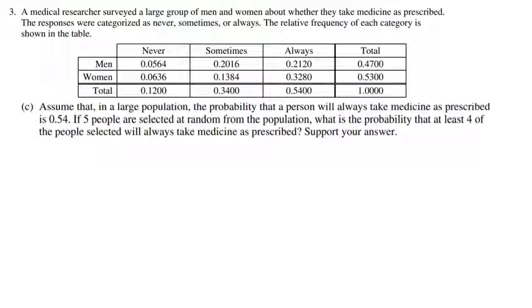All right, part C. Assume that in a large population, the probability that a person will always take medicine as prescribed is 54%. If 5 people are selected at random from the population, what is the probability that at least 4 of the people selected will always take medicine as prescribed? Support your answer. So you want to think about what type of probability distribution applies in this situation.